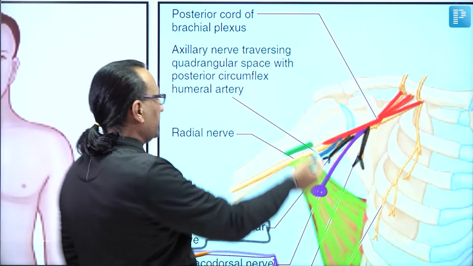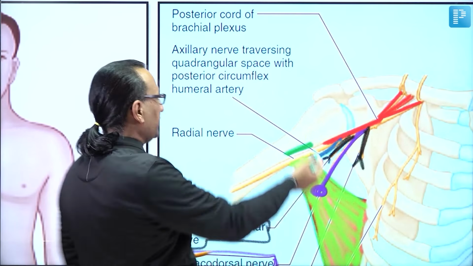And both of them, after passing the quadrangular space, go posterior to the humerus and wind around the surgical neck of the humerus, and that is where they are prone to injury if there is a fracture at the surgical neck of the humerus. The deltoid muscle and teres minor will get compromised.